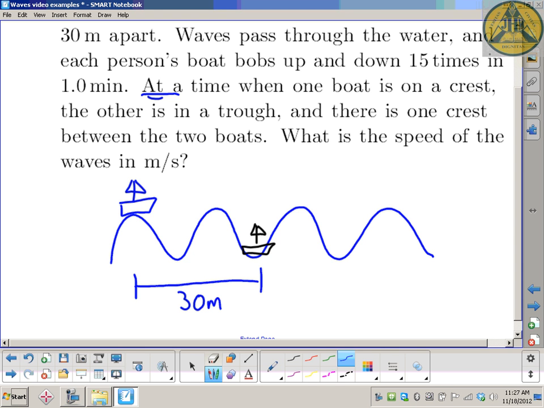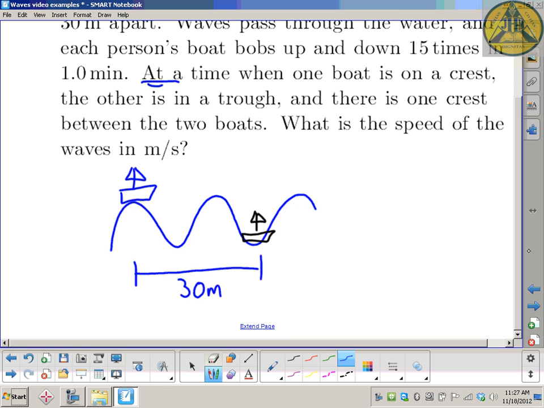I don't even need the rest of the waves. Don't have to erase them, but just to clear it up. So one's on a crest, one's in a trough, one crest between them, 30 meters apart. Each person's boat bobs up and down 15 times in 1 minute. That is the number of waves per unit time, so that's a frequency.